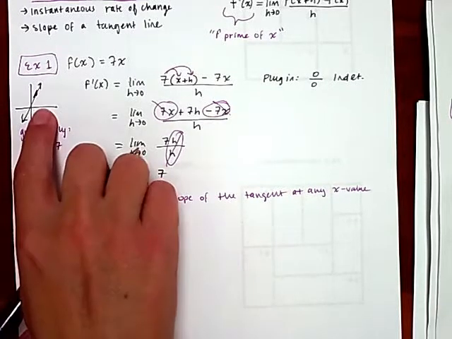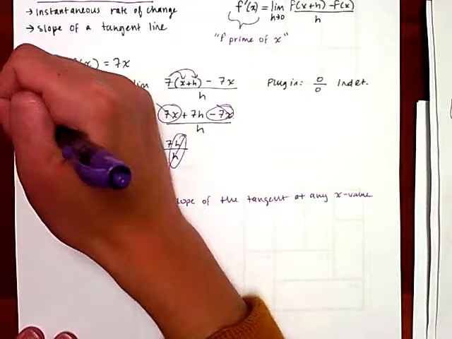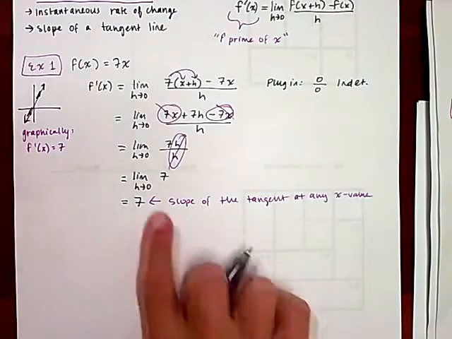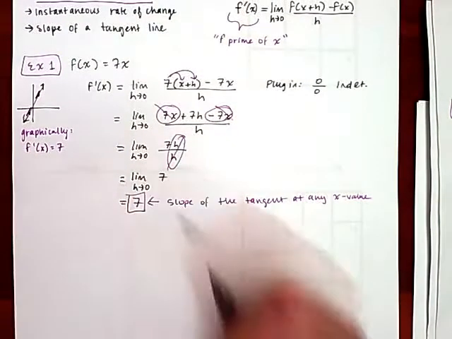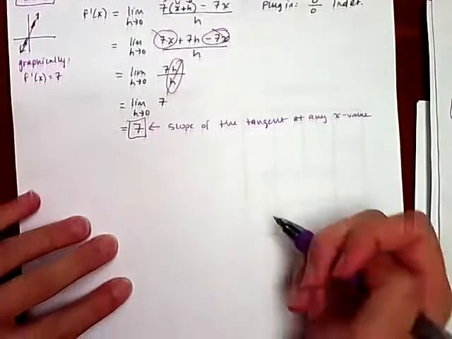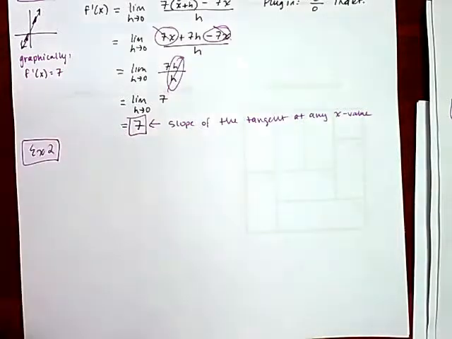But since this is linear, then we know that the slope of any tangent line at any point is 7, right? Anywhere along that curve, this line is going to have a slope of 7. So then my answer is 7 for any x value. Okay, let's look at another example. And this one's going to be a little bit more interesting.